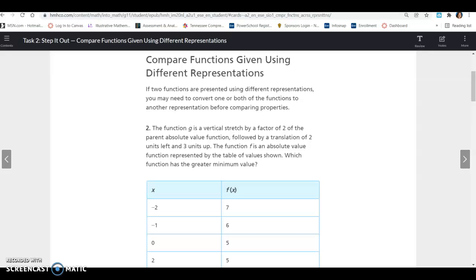The function g is a vertical stretch by a factor of 2 of the parent absolute value function, followed by a translation of 2 units left and 3 units up. The function f is an absolute value function represented by the table of values shown. Which function has the greater minimum value?